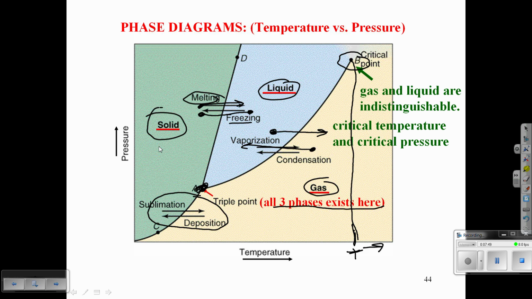The equilibrium line, so if you say equilibrium between a solid and a gas, a solid and a liquid, is represented by that kind of line right there. The equilibrium between the liquid and the gas is represented by that line right there.